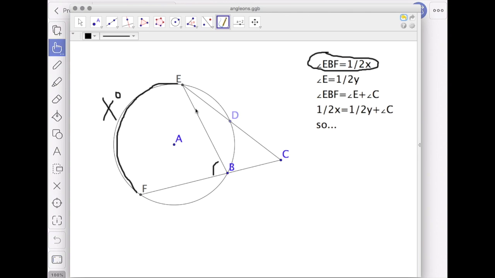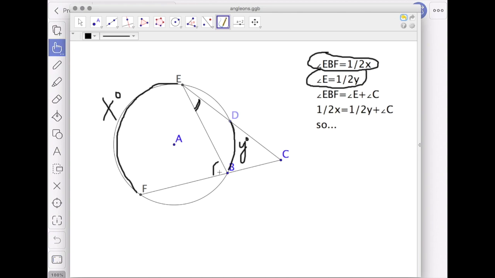Now in this picture there's also another inscribed angle, angle E. And angle E is half as much as the arc DB, which I'll call y since we're not working with specifics. So however many degrees that is worth, angle E is worth half as much. So those are some facts about inscribed angles that we know.